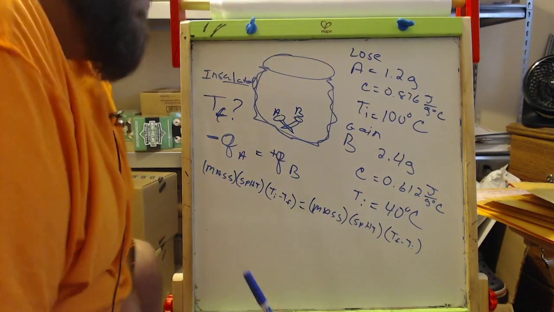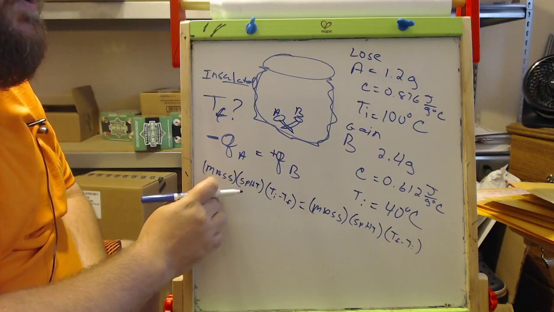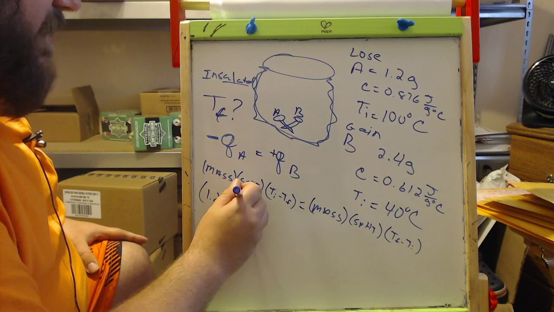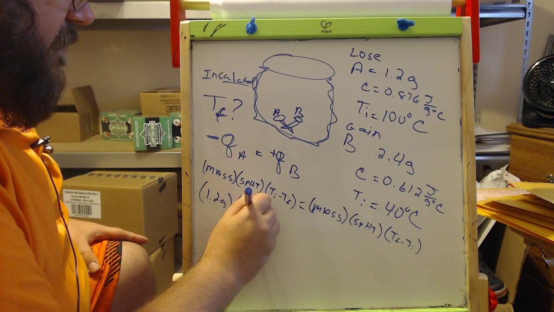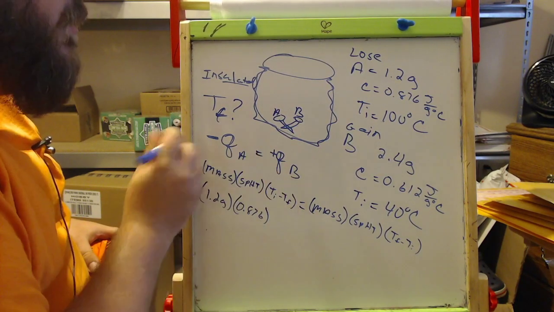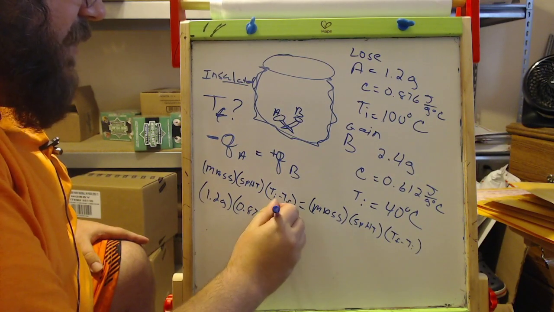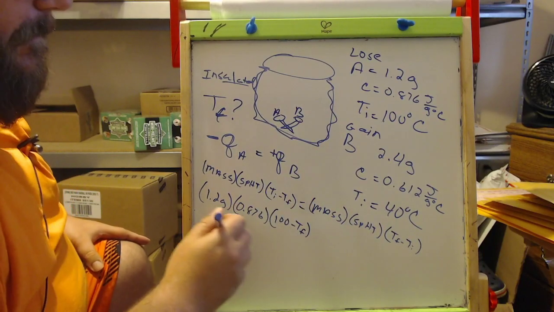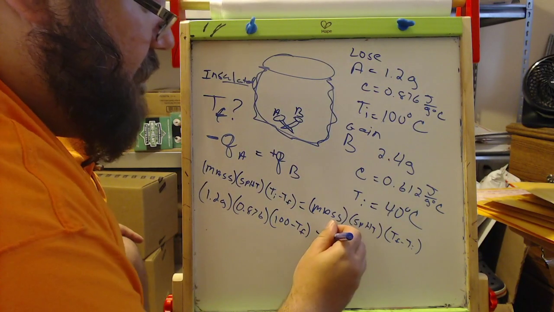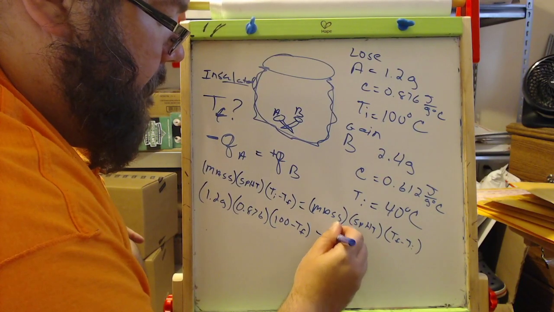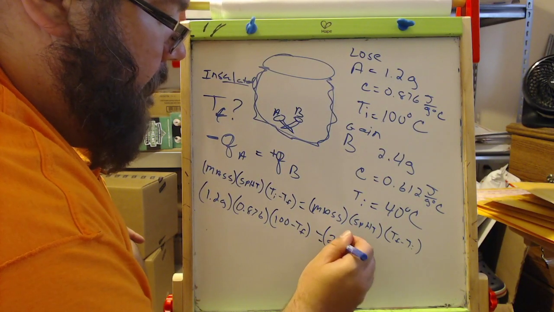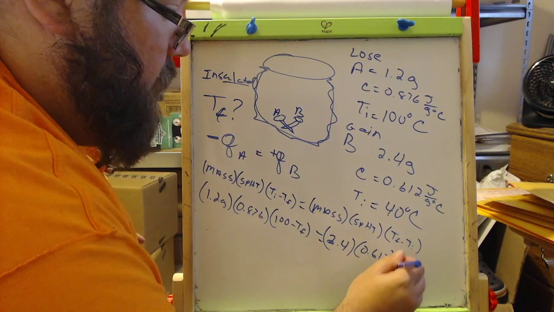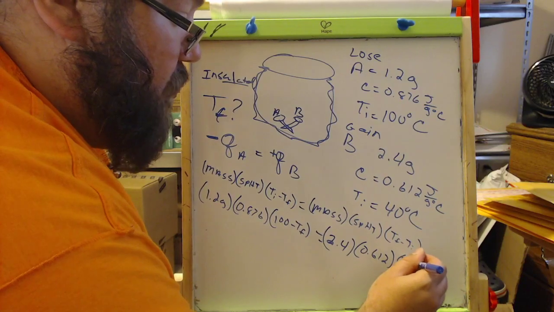Now, plug in my values. Since this is A, my mass is 1.2 grams. My specific heat, they gave us, and this is just like the problems in the book. There's our specific heat. I know my initial temperature is 100. I don't know TF. The mass here is 2.4. The specific heat is 0.612. And the initial temperature is 40.